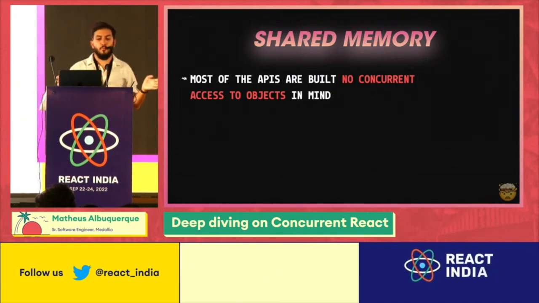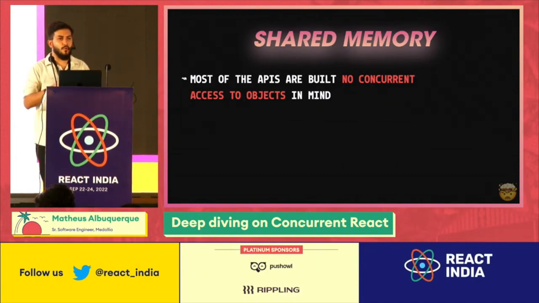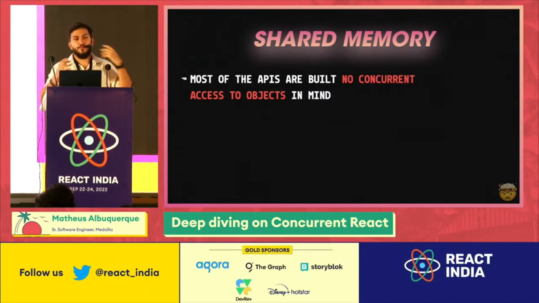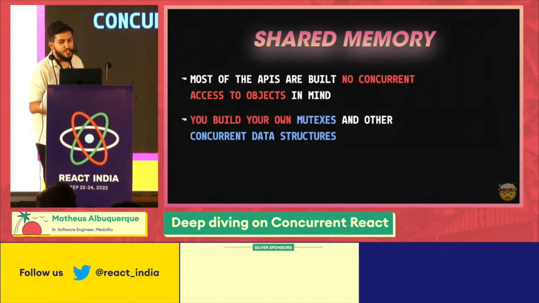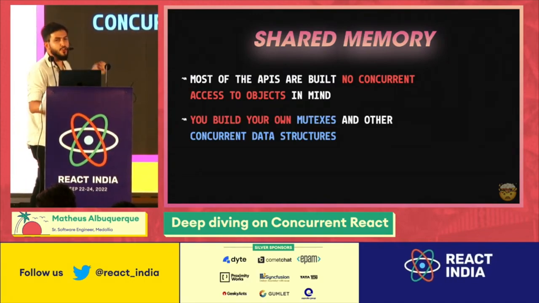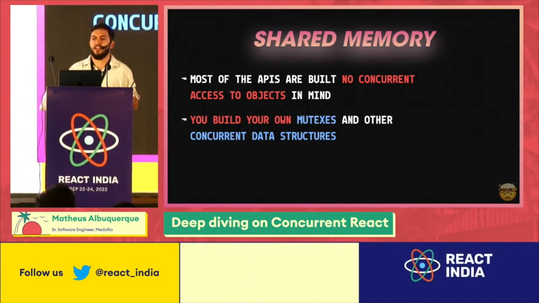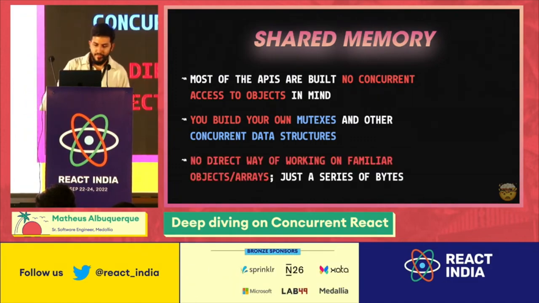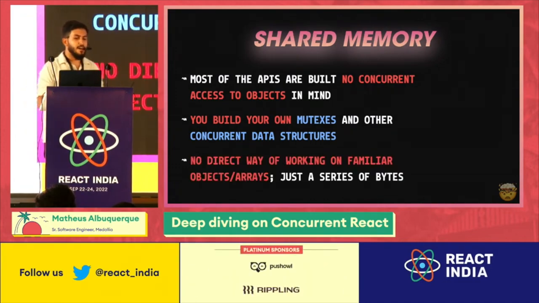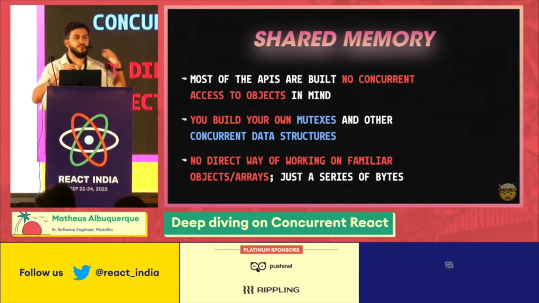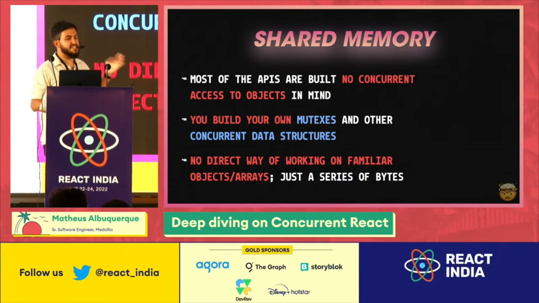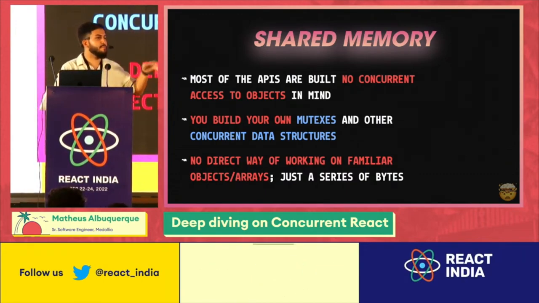We are in a place where most of the APIs were built with no concurrency in mind, no concurrent access to the objects. And if you've done concurrency in other ecosystems, you know that this is critical. So you end up having to build your own mutexes and other data structures that are prepared for handling that kind of thing. Not only that, we don't have a direct way of doing arrays, objects, and the things we are used to. All we have is a series of bytes that we have to build abstractions on top of.